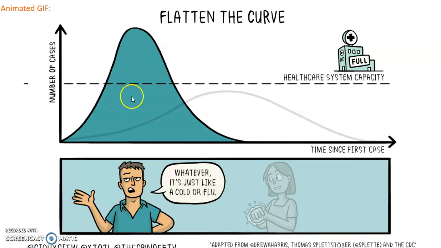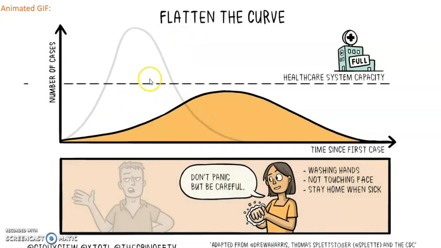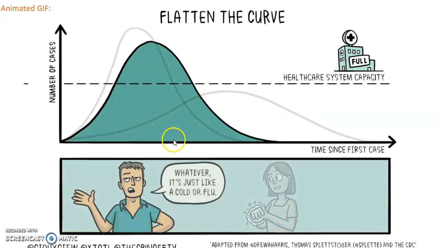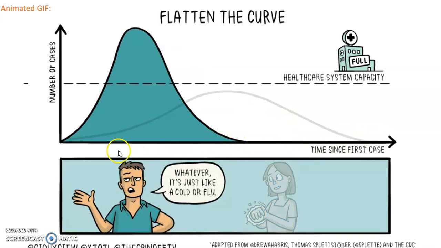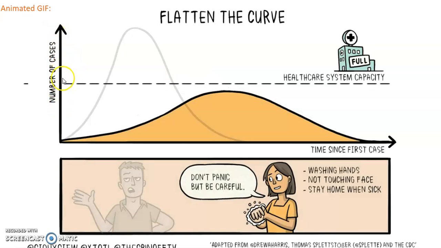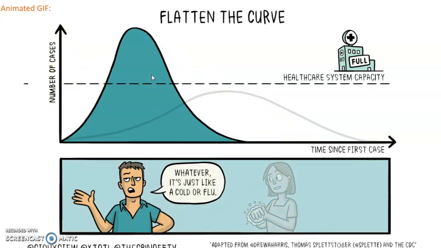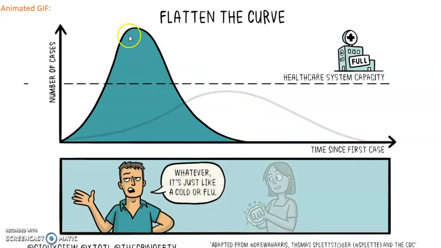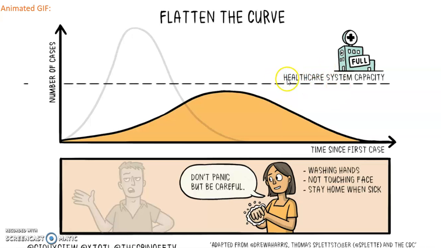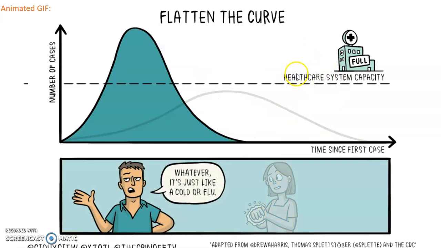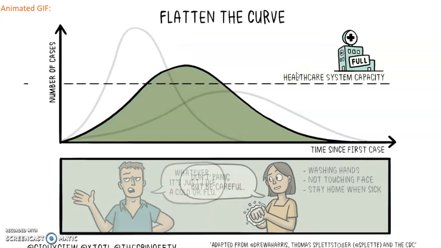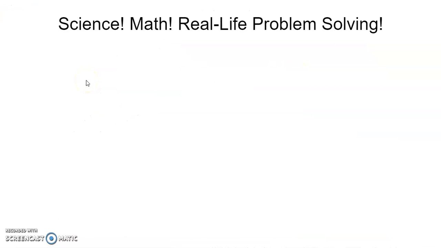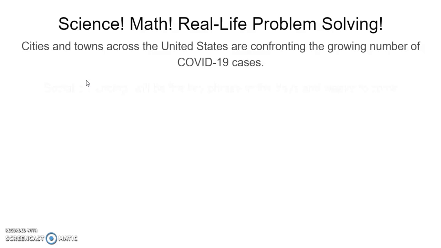All right, you've all probably heard at this point about flattening the curve, okay? So what we're trying to do here is this is time since first case versus number of cases. What we want to try to do by all these precautions we're taking is spread out when the cases are arising so that they're all not happening at the same time. And this will ease how the healthcare system can deal with it so that we don't overburden the system. Okay? All right, science, math, real-life problem solving.